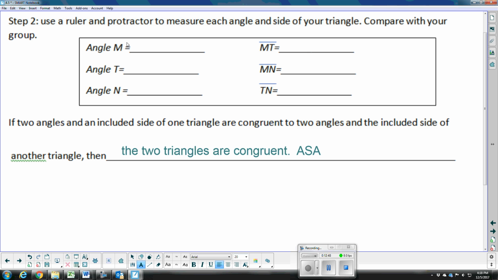So again, no matter who you compare with, if they duplicated angle M and angle T, and they duplicated segment MT, you should get the exact same measurements. Now, duplicating angles, sometimes they're a little bit off because of just human error, but if you're using some kind of geometry software, then it would be perfect.